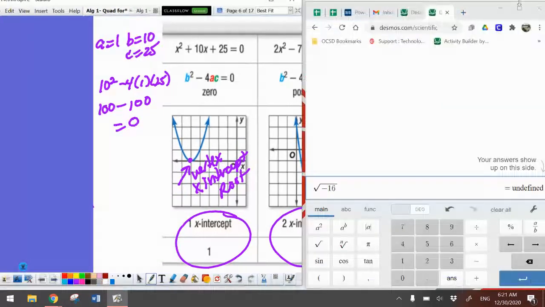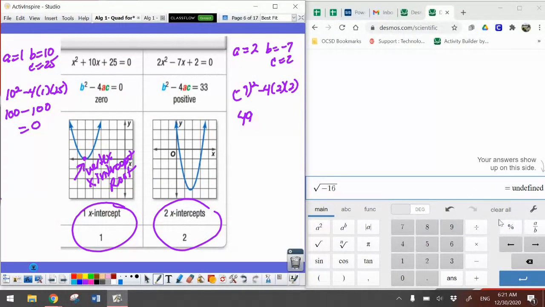So if I wanted to do this part in my calculator, just for ease, I'm going to put it in just like I see it. Parenthesis, negative 7, and then my power of 2, minus 4, parenthesis 2, parenthesis 2. A lot of the discriminant is actually calculator work. So this is 49 minus 16, which is 33. So the discriminant is 33.